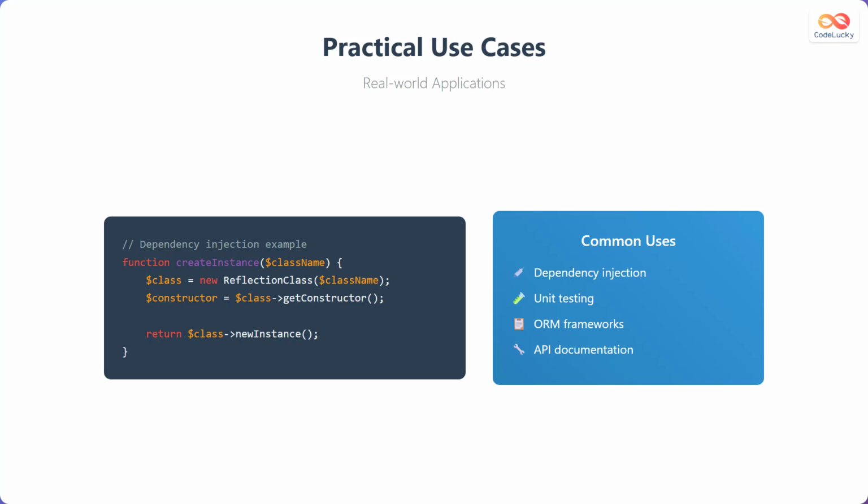Reflection has numerous real-world applications. One common use case is dependency injection, where Reflection can be used to create instances of classes and inject their dependencies. It is also widely used in unit testing frameworks, ORM frameworks, and API documentation generators. Some common uses include dependency injection, unit testing, ORM frameworks, and API documentation.